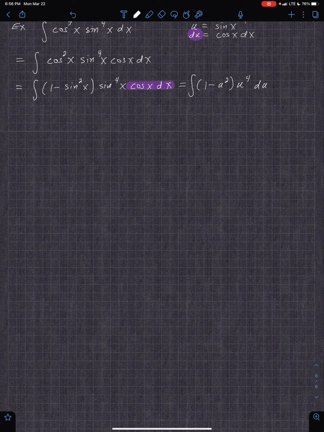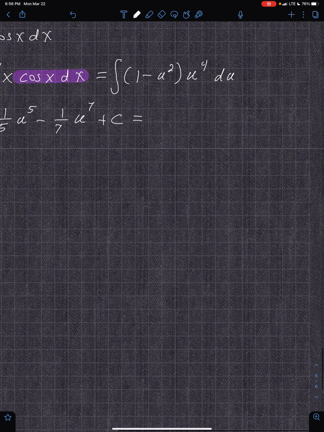And so now that's just a polynomial. You multiply it out and simplify it. So that's equal to the integral of u to the fourth minus u to the sixth du equal to 1/5 u to the fifth minus 1/7 u to the seventh plus c. And then now we substitute back, and we have 1/5 sine, I meant to write a 5 there, sine to the fifth x minus 1/7 sine to the seventh x plus c.